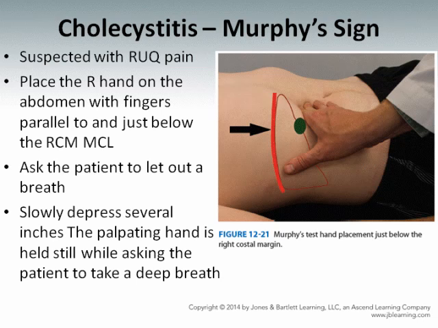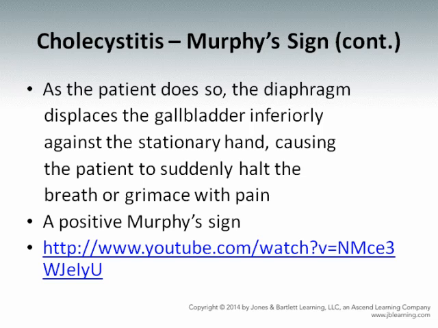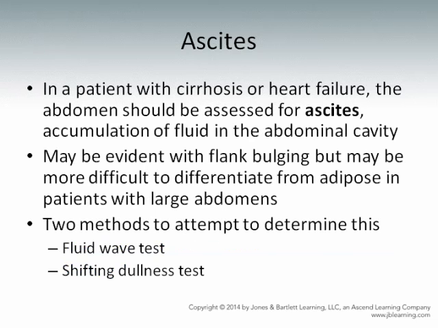Cholecystitis, you have Murphy's sign. You have suspected right upper quadrant pain. Place the right hand on the abdomen with the fingers parallel to or just below the midclavicular line. Ask the patient to let out a breath and then slowly depress several inches. The palpating hand is held still, then you ask the patient to take a deep breath in. When they take a deep breath, the diaphragm moves down. It moves the liver and the gallbladder down towards the provider's hand, causing the pain. So they'll stop that breath because it hurts too much. Again, this is a YouTube site that you can go to watch them do that.